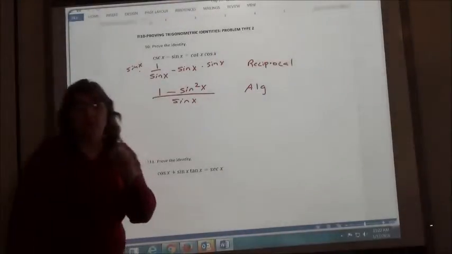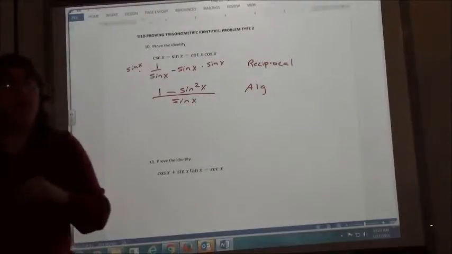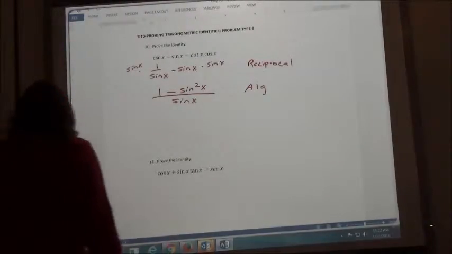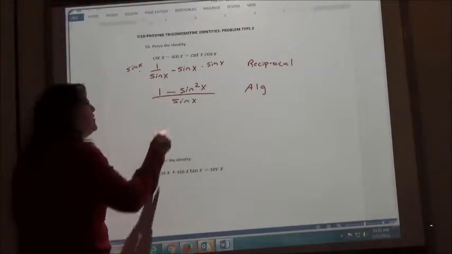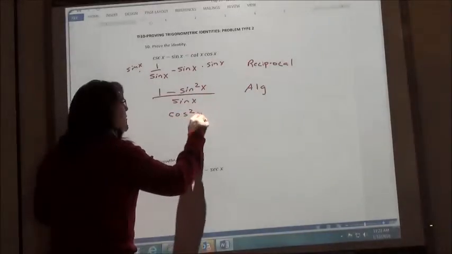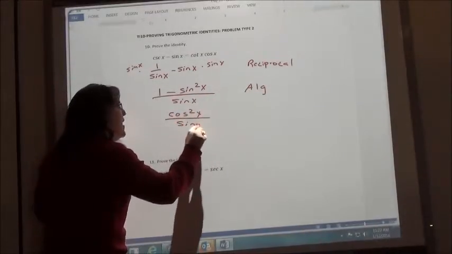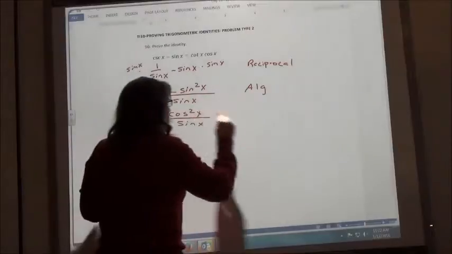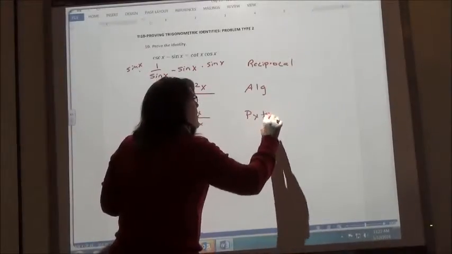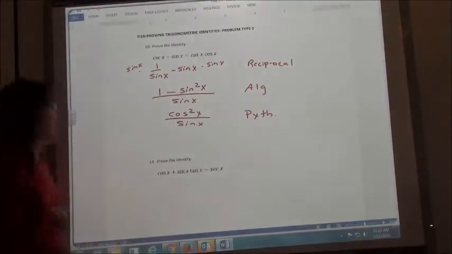Then I look at that and say, oh, 1 minus the sine squared, that looks familiar. That's one of my Pythagorean identities. 1 minus sine squared of x is cosine squared of x over sine of x. Pythagorean, I'm going to abbreviate that.